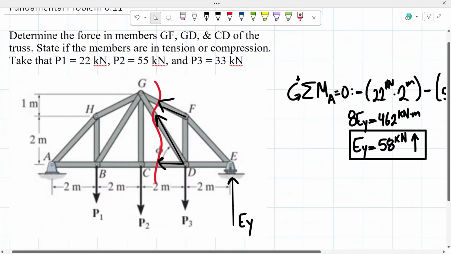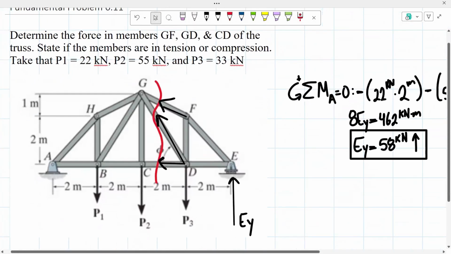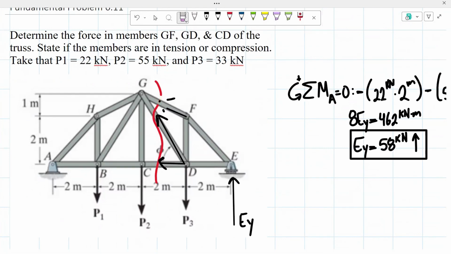So taking the sum of the moments about point D has to equal 0. As you guys could see, our force of the member GF is at an angle, so we have to determine some geometry right here. It's given to us that from here to here there is a length of 1 meter, which is basically from G to F. So if we were to go vertical up, we have a span of 1 meter. Now, from G to F, we know there's a distance of 2 meters.